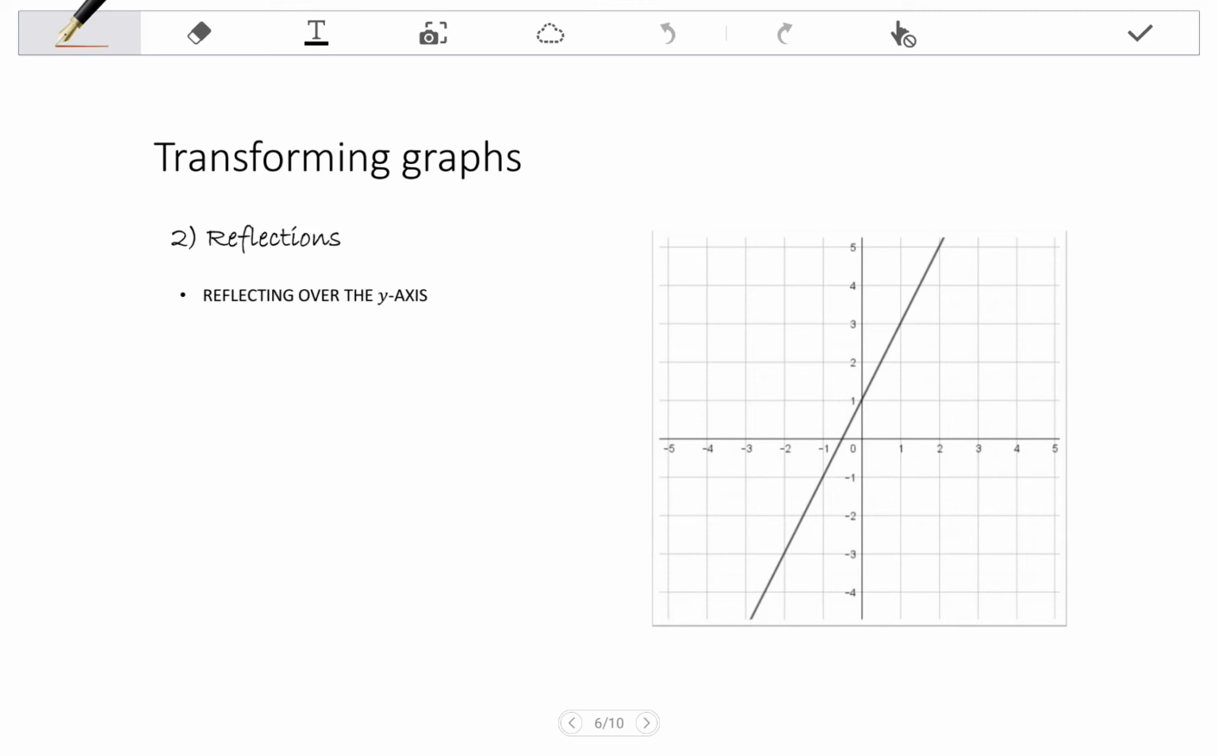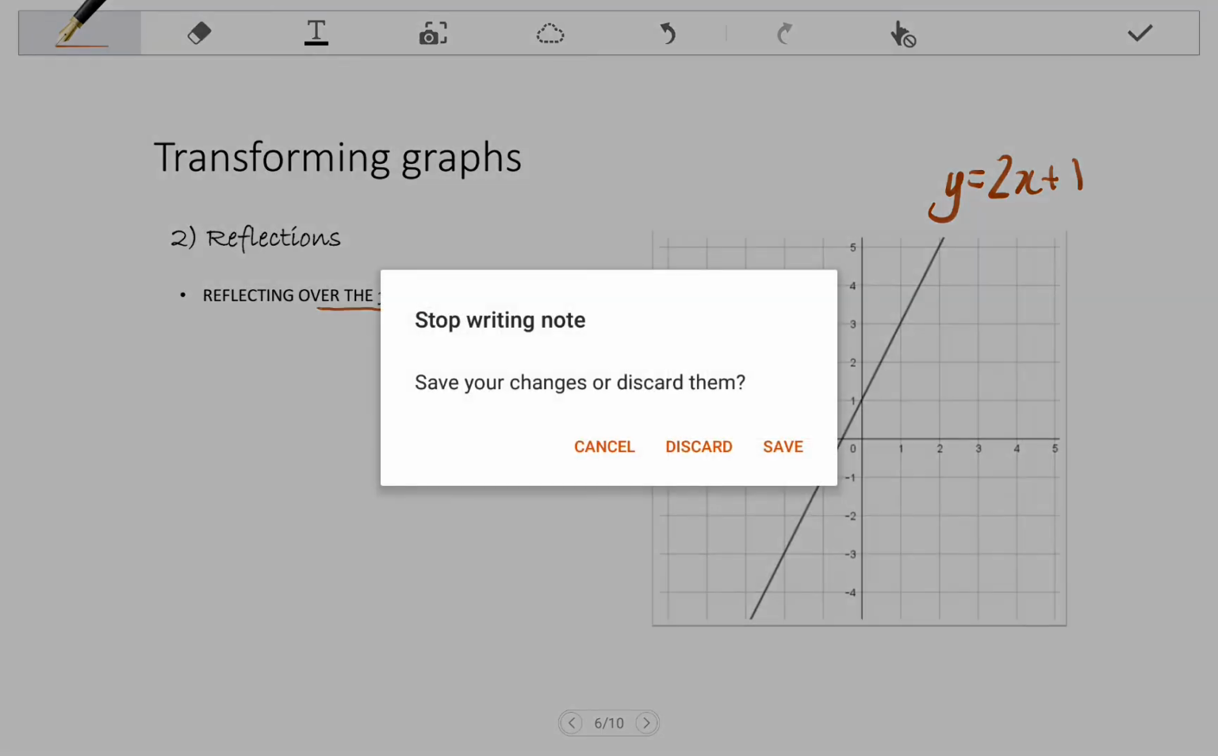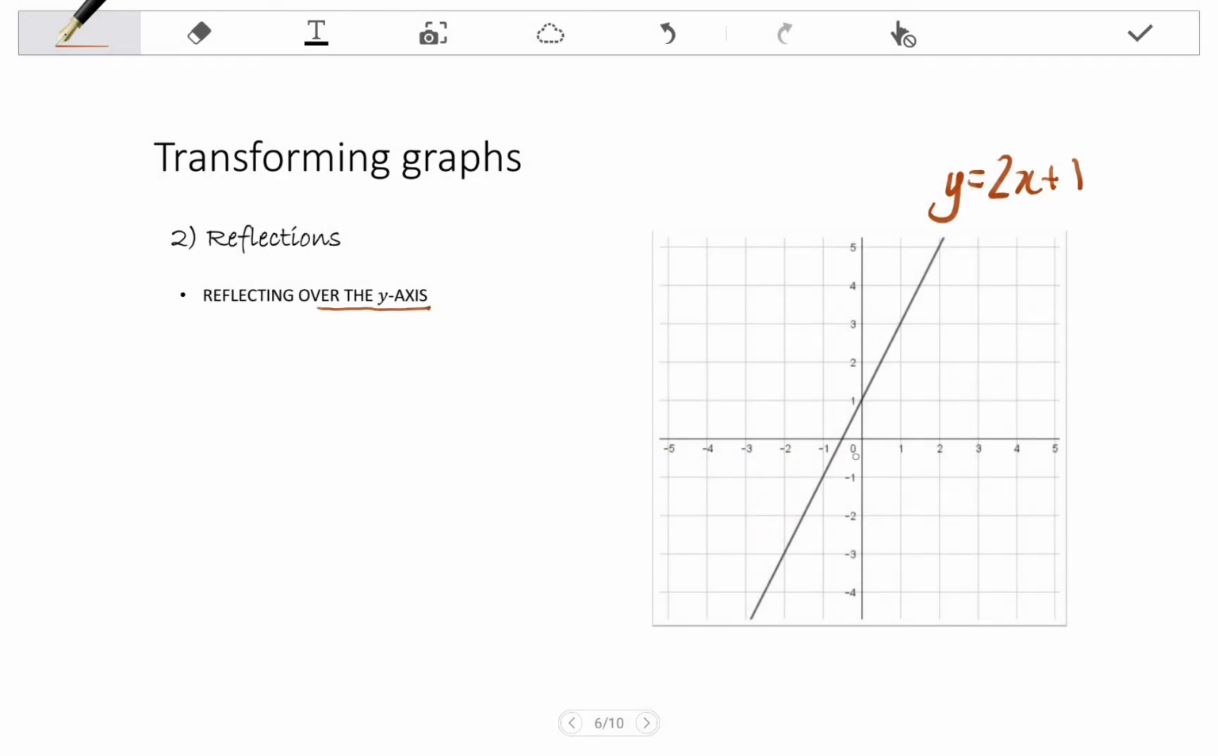Now, let's reflect that same graph, y equals 2x plus 1, over the y-axis, okay? So again, if I were to fold over the y-axis, I must have a mirror image on either side of the y-axis, which means that I'm going to have a horizontal reflection, okay? So the point 1, 3 is actually going to go to -1, 3, okay? So it's going to change over the y-axis, mirror image, okay?